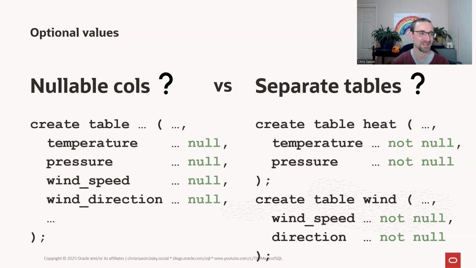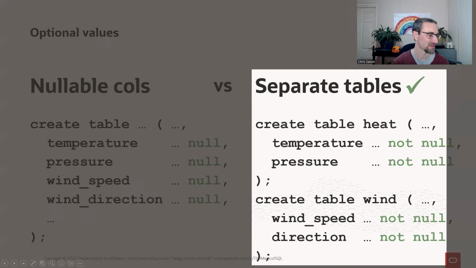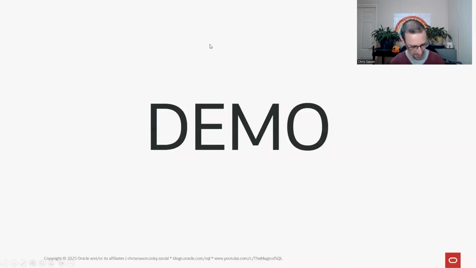End poll. Share the results in separate tables. Actually, it was really close on this one for quite a long time. It was only nullable columns. Separate tables only edged it out right at the very end there. So all right, we've got our choices. That's all the decisions we're going to make.